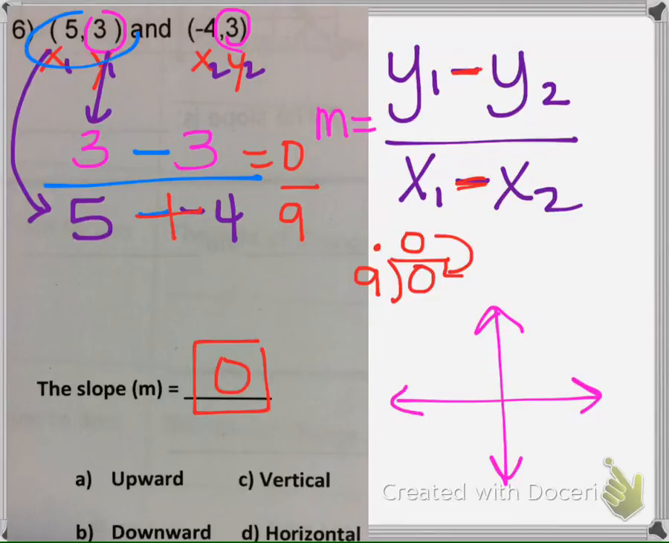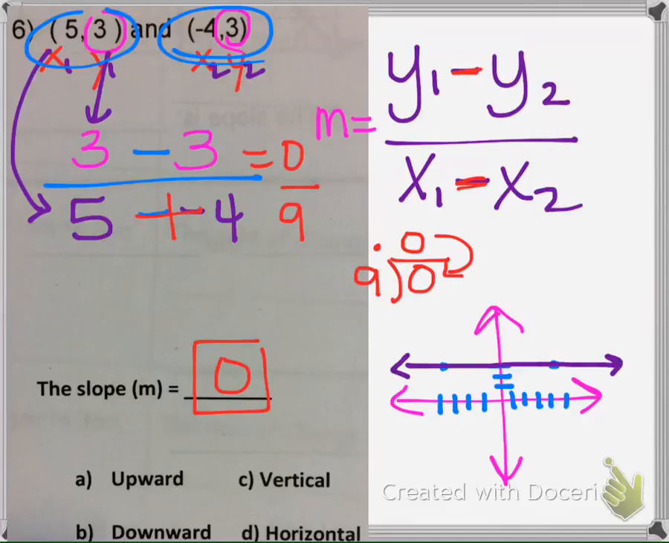And we could graph 5, 3. 1, 2, 3, 4, 5, and then up 3. And then we can graph negative 4, 3, and then connect them, and you could see that that is a slope of 0, because that would be 0 fun if we're on a roller coaster that just was horizontal like that. So the slope is a horizontal line.